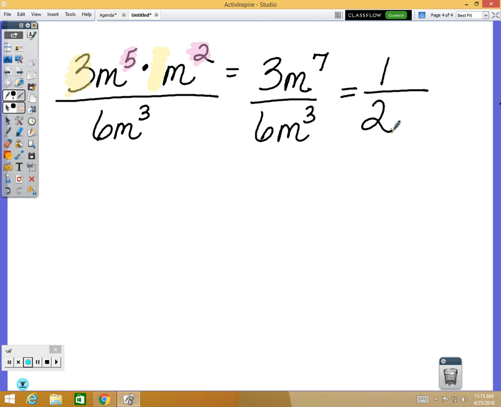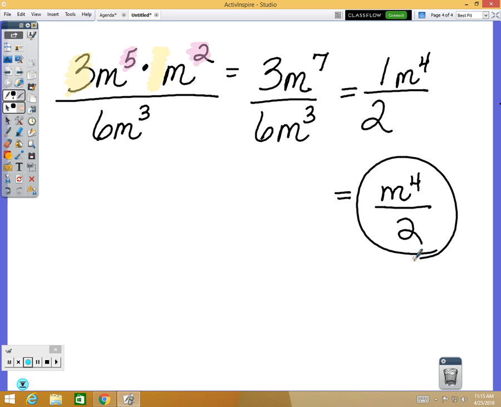Good. And it's going to be m to the what power? 4. 7 minus 3 is 4. And that's going to go up top. Now technically that's your answer. However, we don't write a 1 as a coefficient. We just leave nothing there. So although I would accept this answer, really the best answer would be m to the 4th over 2. That would be the best answer.